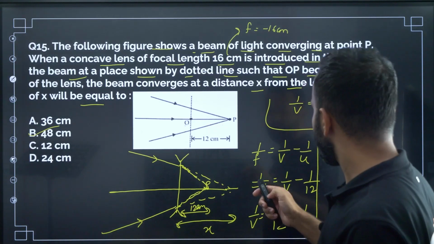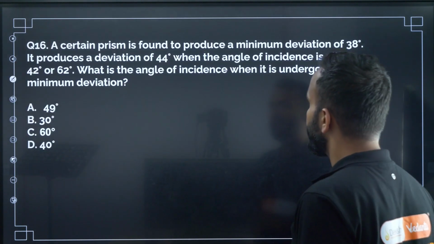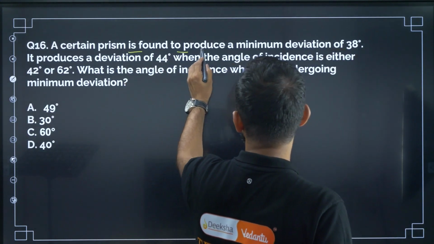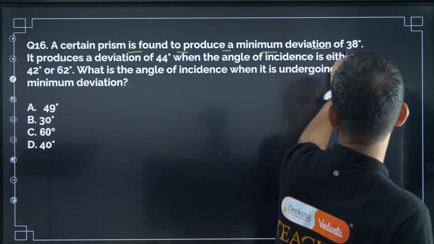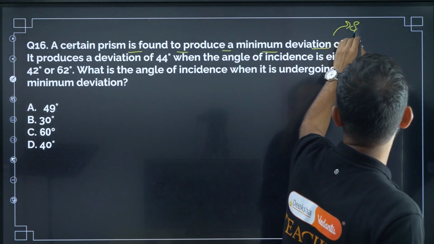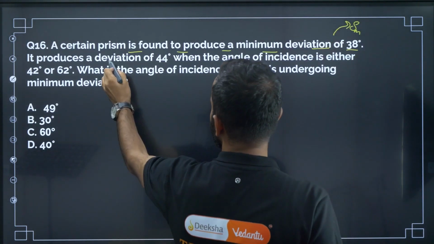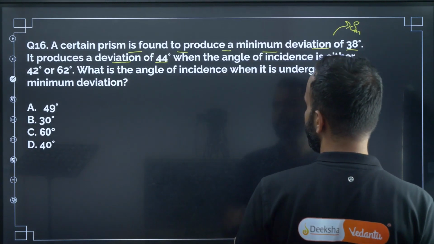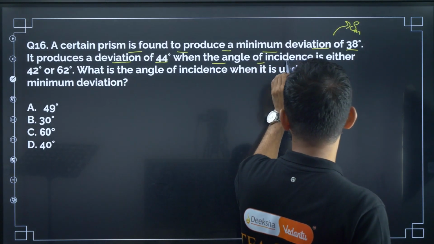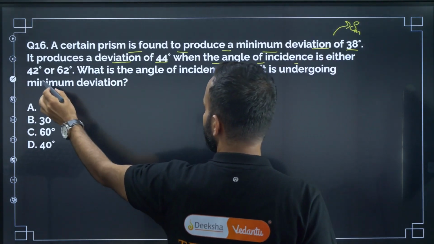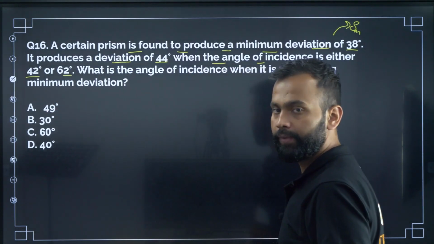Okay. Next question. Question number 16. A certain prism is found to produce a minimum deviation of 38 degree. Okay, delta M equals 38 degree. It produces a deviation of 44 degree when the angle of incidence is either 42 degree or 62 degree.